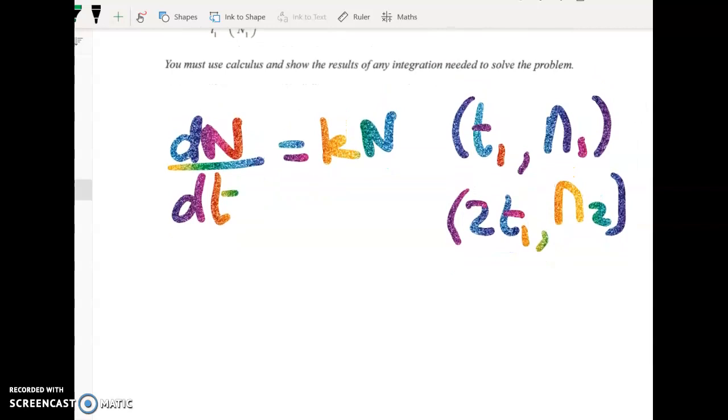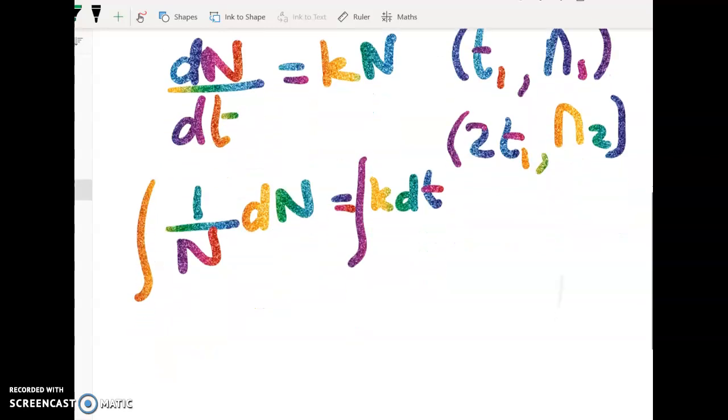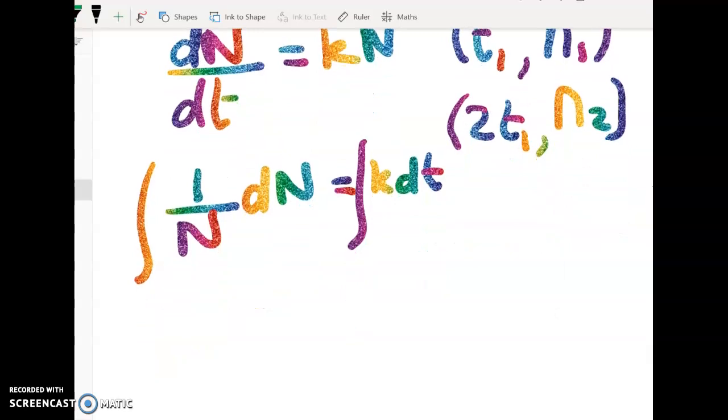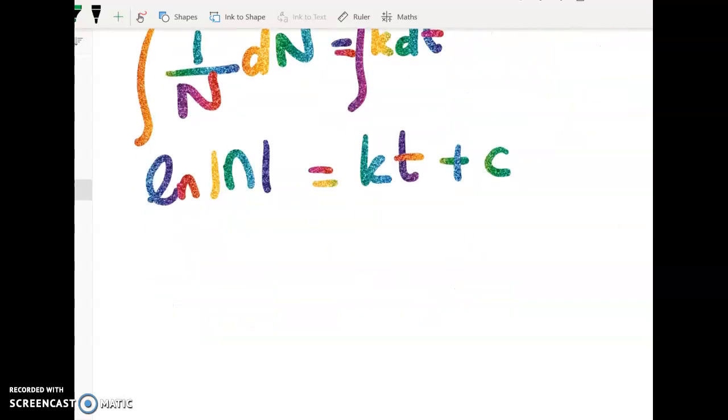Right, so separating the variables gives me this. This should feel very familiar if you're doing excellence questions. So we integrate both sides with respect to n and with respect to t, and on the left-hand side we get the natural log of n, and on the right-hand side we get kt plus c. There are different ways to go here with where you put the constant and stuff like that. This is just the way that I do it. I'm sure there are other ways that you might like to do.